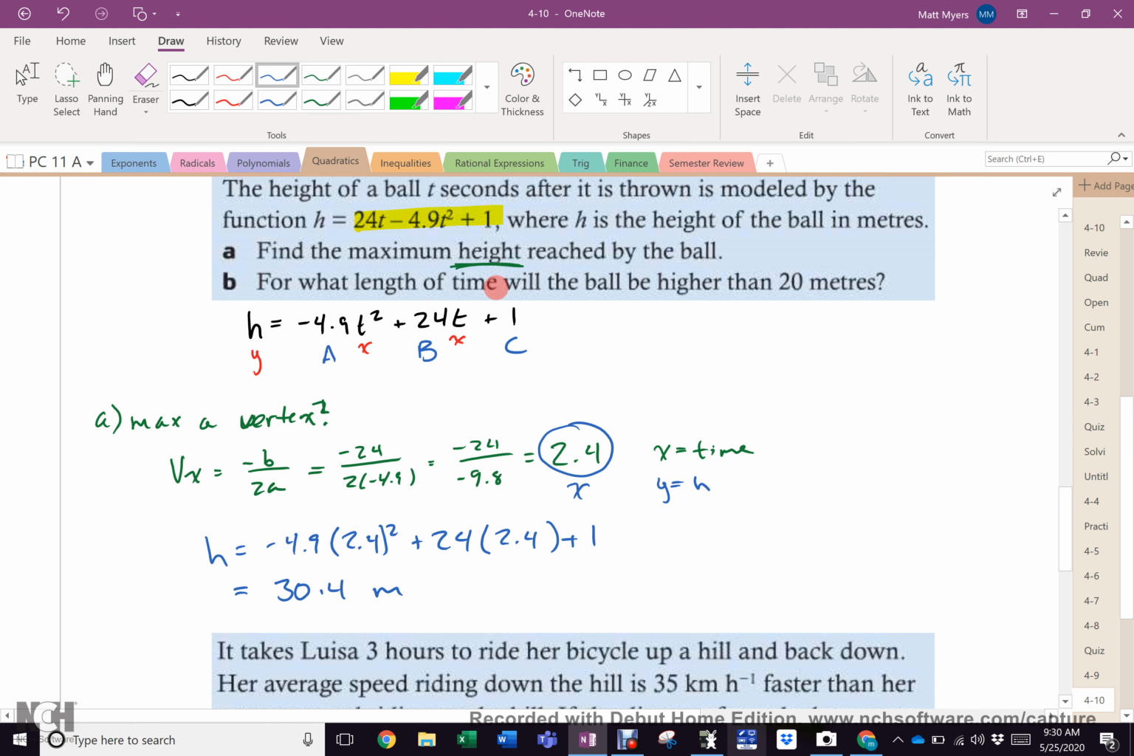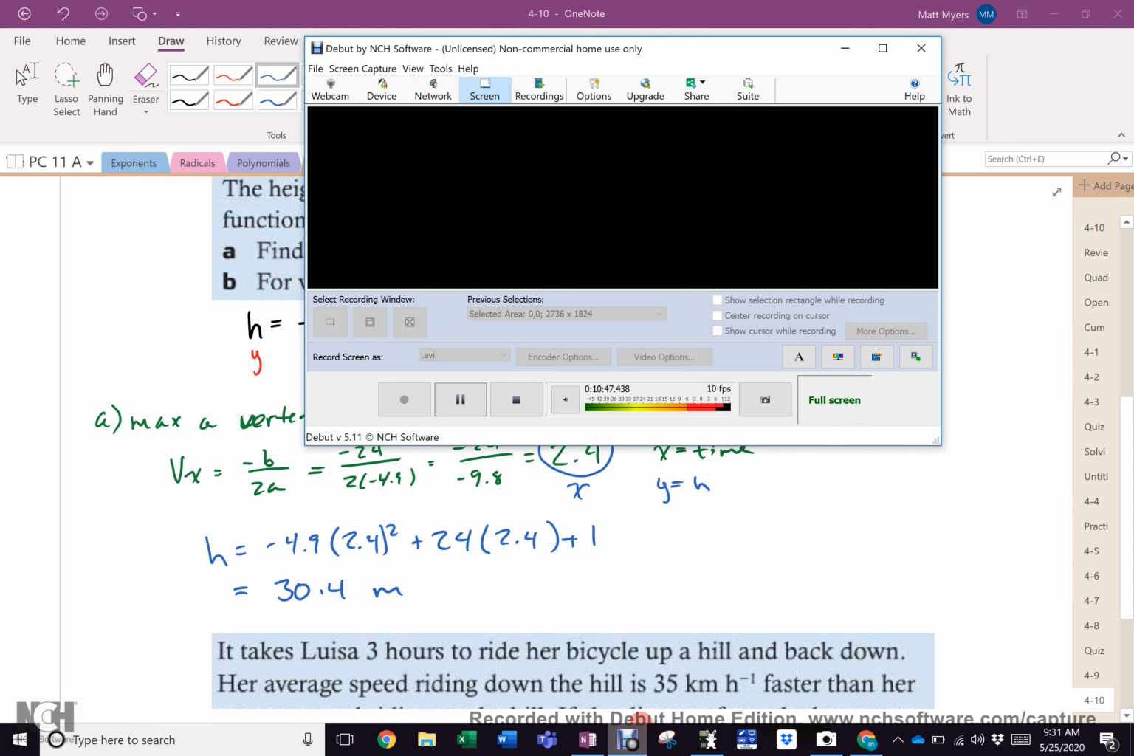Now, the next question is a little weird. For what length of time will the ball be higher than 20 meters? Well, if I were to graph this, it would look like this, right? There's my 20 meters right there, yeah? So I need to know this interval of time. I know my y value is 20, right? So, what am I going to do there? I'm going to pause it, let you think about it.